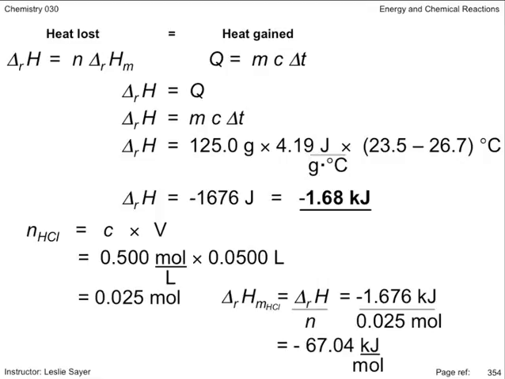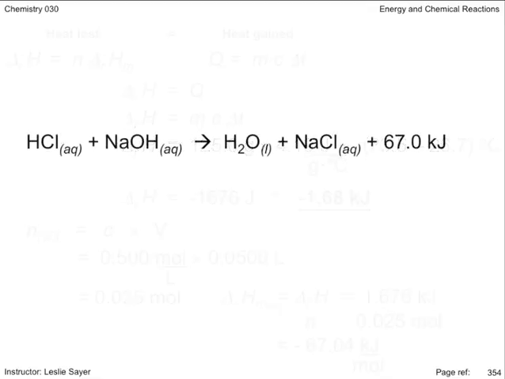Notice that the calculation used 1.676 kilojoules instead of 1.68. Rounded answers are just that, answers. Do not use rounded answers in any of your calculations. Now I've run out of space here, so I'm going to write the thermochemical equation on the next slide.